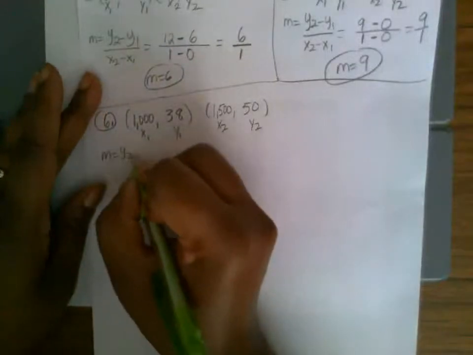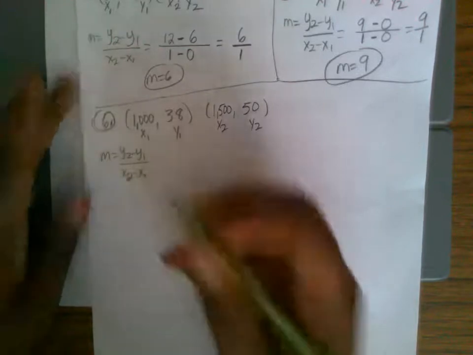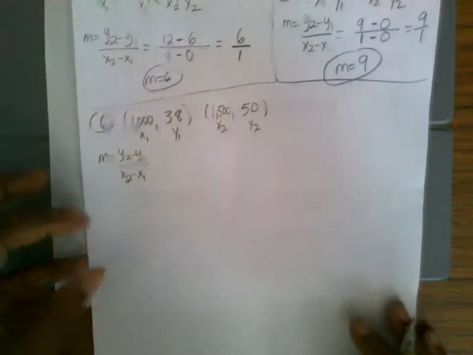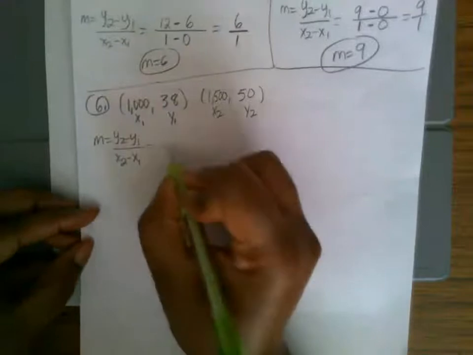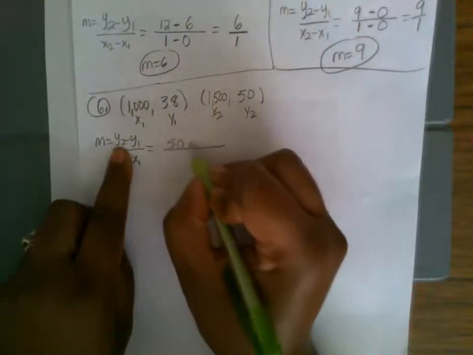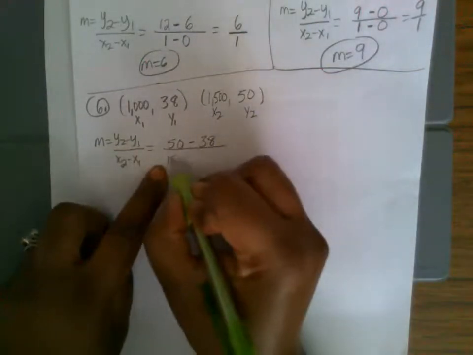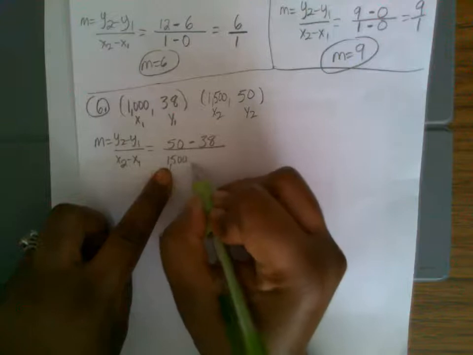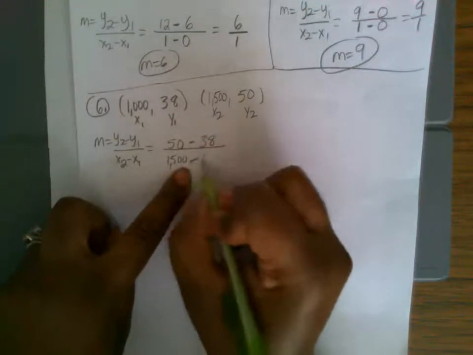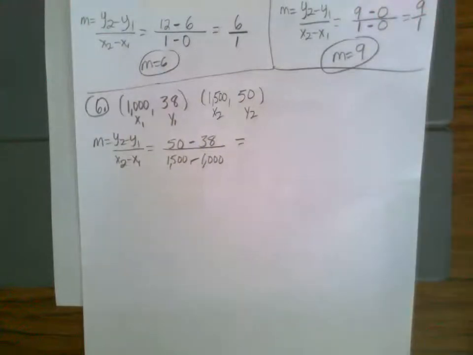Notice how every time I do a problem that I rewrite the formula. This will help eliminate some of your mistakes when you do that. Okay, so on the top, I'm going to write 50 minus 38. And on the bottom, I'm going to write 1,500 minus 1,000.